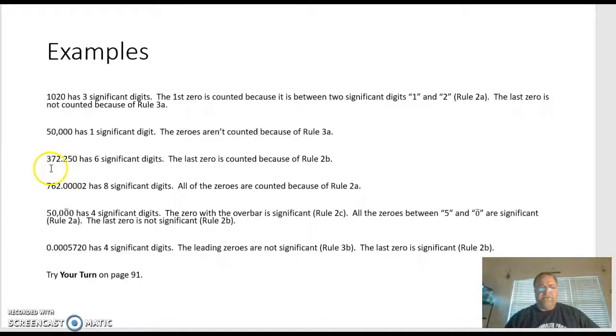All right, 372.250. You might be tempted to say this has 5 significant digits, but in fact it has 6. The reason is that all zeros on the right of a decimal point are significant, so we do count that 0 there. So we have 5 non-zeros, which are always significant, and 1 zero to the right of a decimal point, which is also significant. So that's 6.